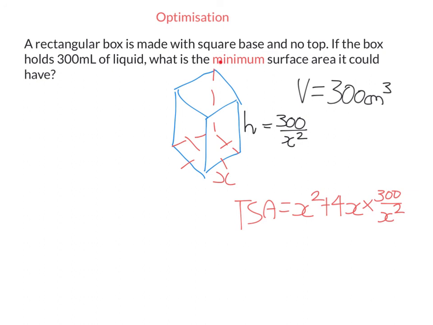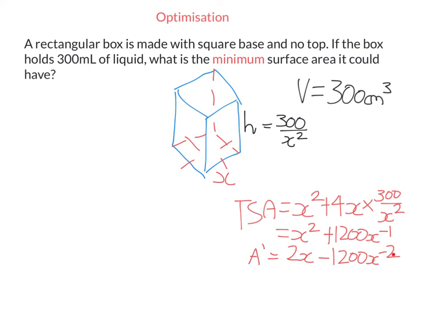If we want to find the minimum of something, same as if we want to find the maximum of something, we differentiate the function and find where it equals 0. Making this a little easier to work with, 4 times 300 is 1200, x over x squared is x to the power of minus 1. Now I'm going to differentiate the surface area. I get 2x minus 1200 x to the minus 2. I now need to find where this is equal to 0.